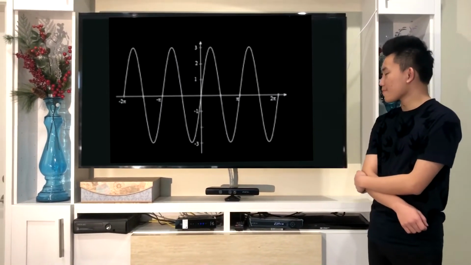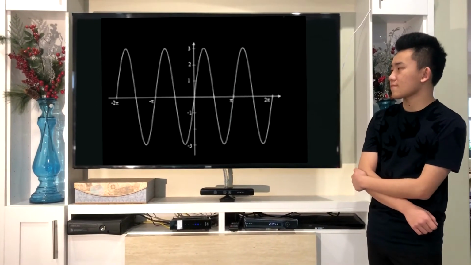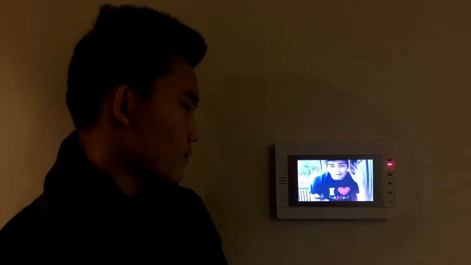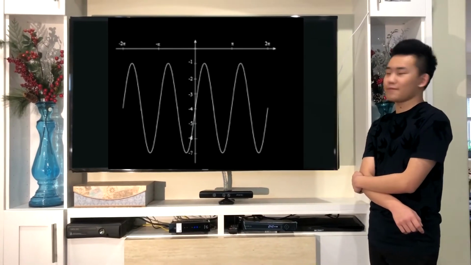Now all we are missing is the negative 4 that is tacked on the end. That tells us the midline dropping down 4 units. The basic sine graph has a midline at the x-axis, y equals 0. We need to take our curve and move it down 4. And that looks like this. And this is the graph that we see. Y equals 3 sine 2x minus 4.